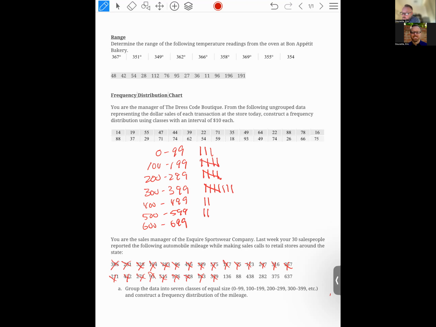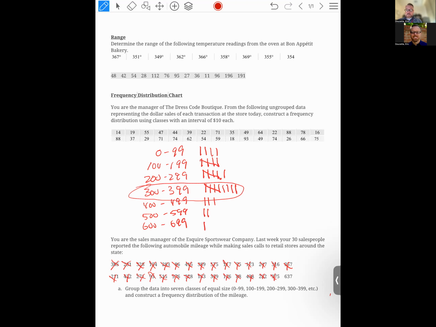136 would go there. 88 would go there. 438 would go there. 283, 282 would go here. 375 would go there. And then 637 would go there. So there's my distribution. My largest amount is between 300 and 399. I had 9 of them. And that's the distribution. Now, this one did have a second part to the question.